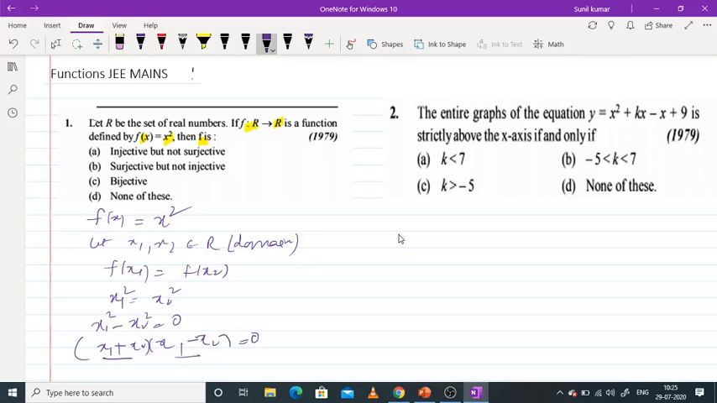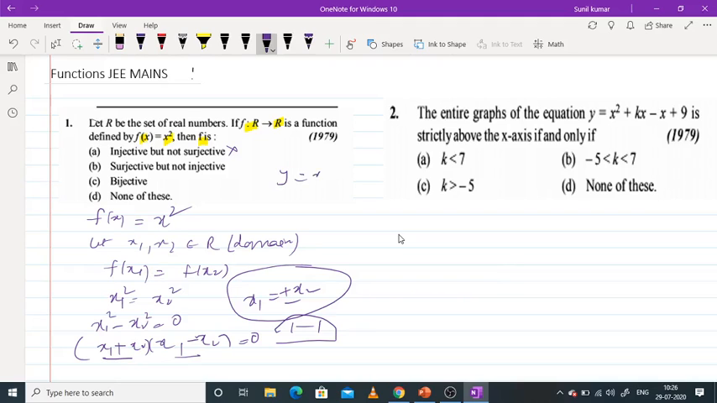So the sum of two numbers or the difference of two numbers is equal to 0. In the real numbers it is possible, like x1 can be equal to x2 or plus or minus. So it's not 1-1, as you know this belongs to the real numbers. It's not 1-1. So surjective, no, it's not 1-1, but the first option can be cancelled. Second option we will see.